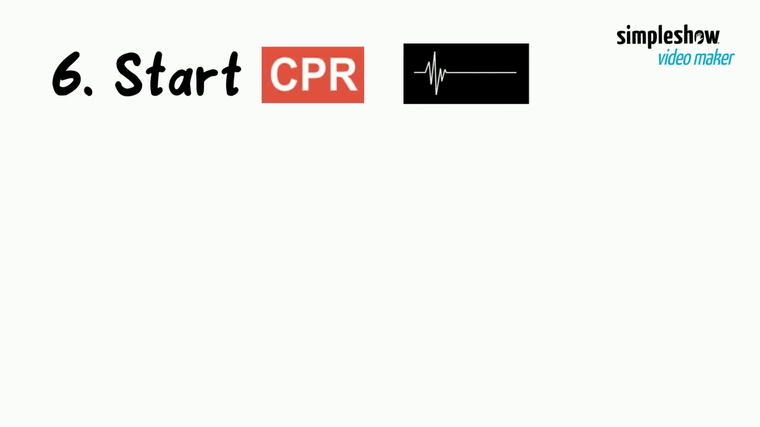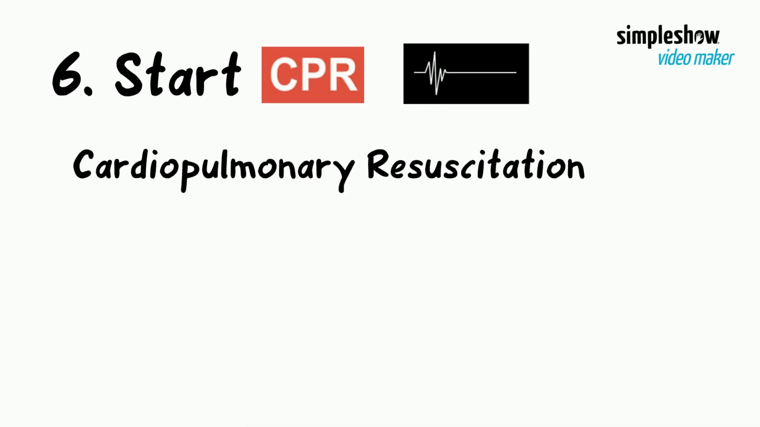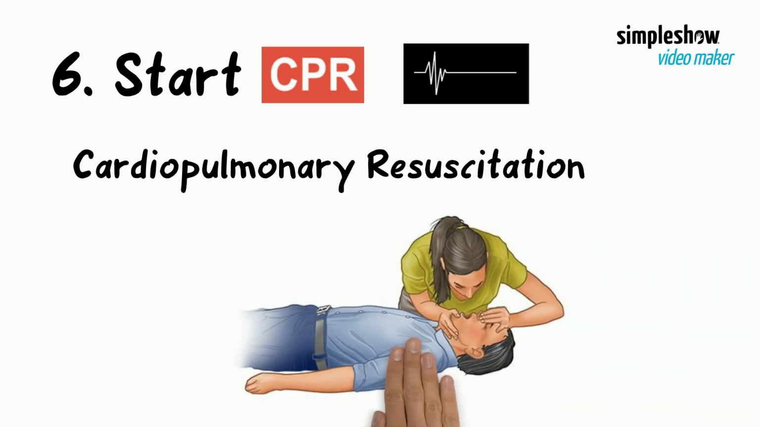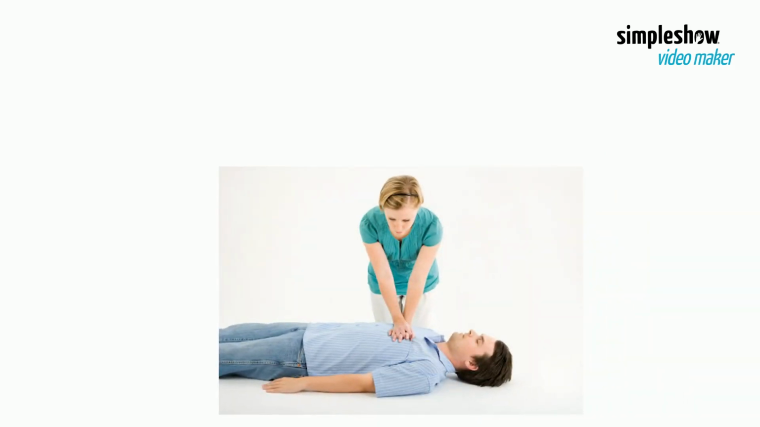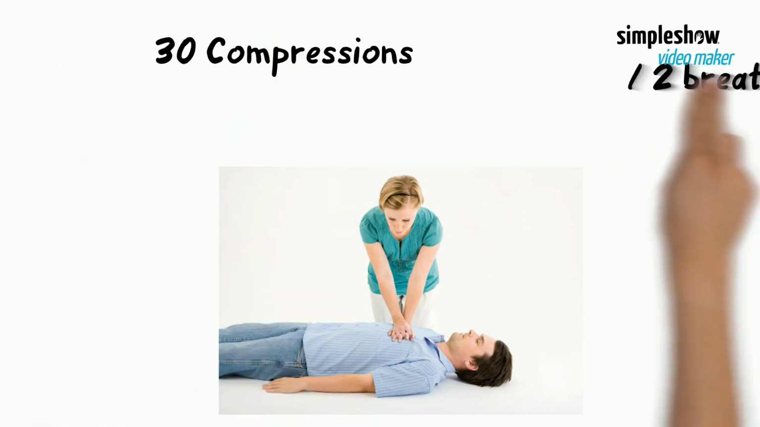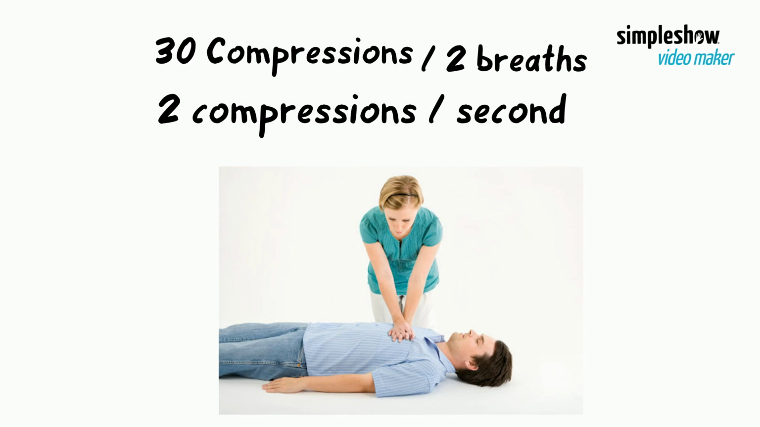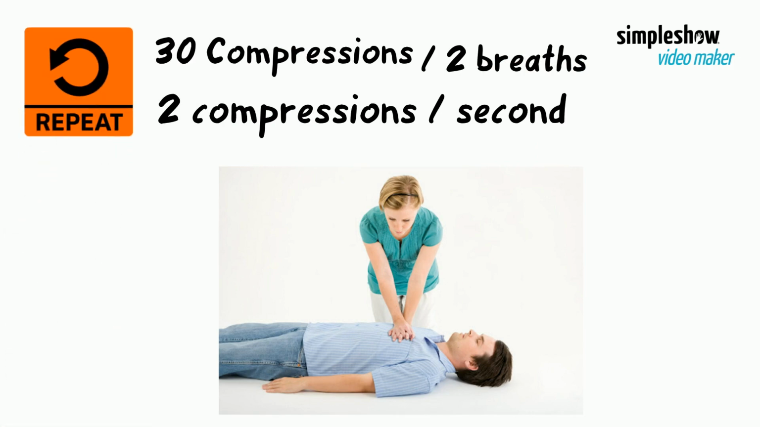The sixth step is to start CPR if there are no signs of life from the casualty. CPR stands for cardiopulmonary resuscitation. First, give 2 initial breaths before starting compressions. To give compressions, put 2 hands over the chest and push down firmly. This is 1 compression. Give 30 compressions followed by 2 breaths, and 2 compressions every second. Repeat until the patient is breathing or help arrives.